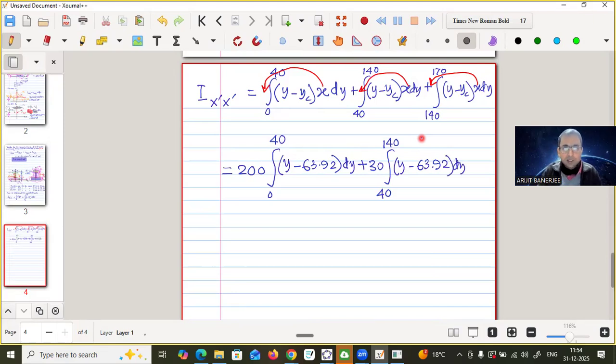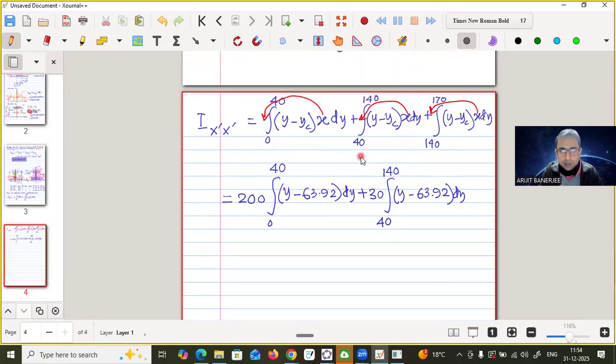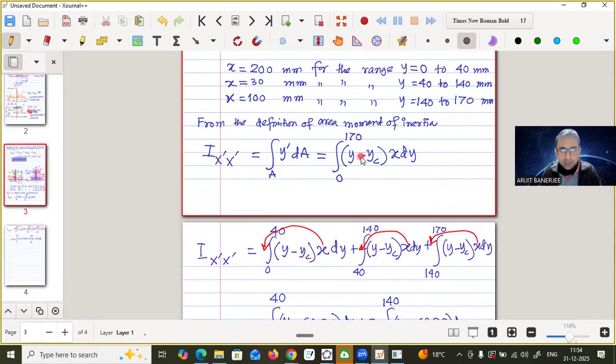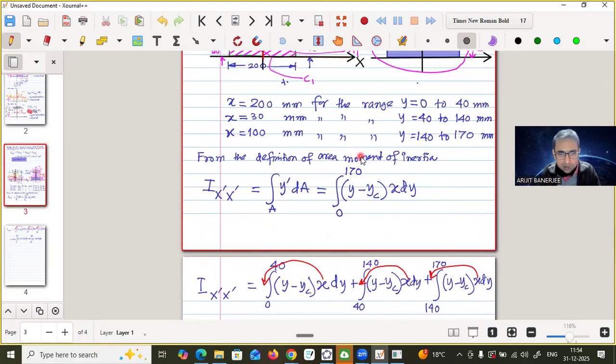One thing I have missed. I have made a mistake. Please excuse me. This will not be y prime dA. This will be y prime squared dA. I'm extremely sorry. That is the definition. So this will be squared instead of this. Okay.